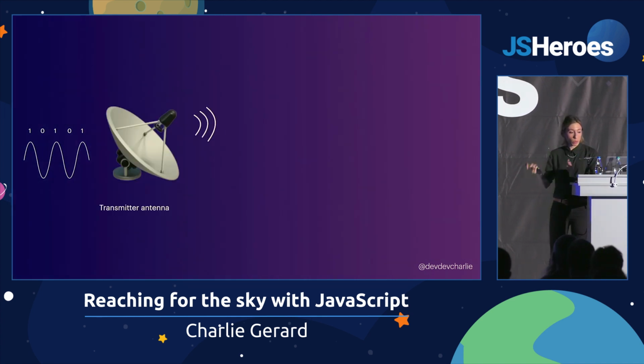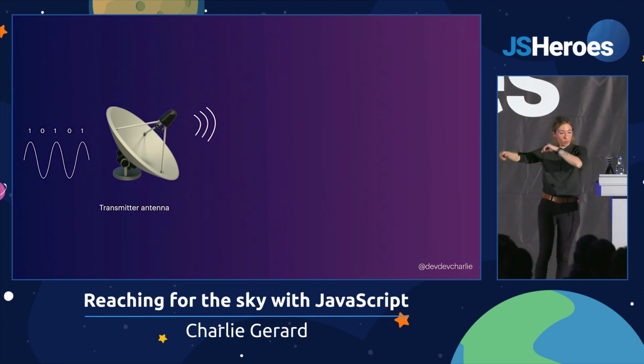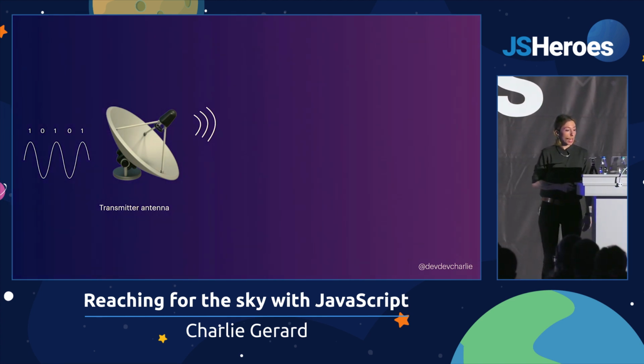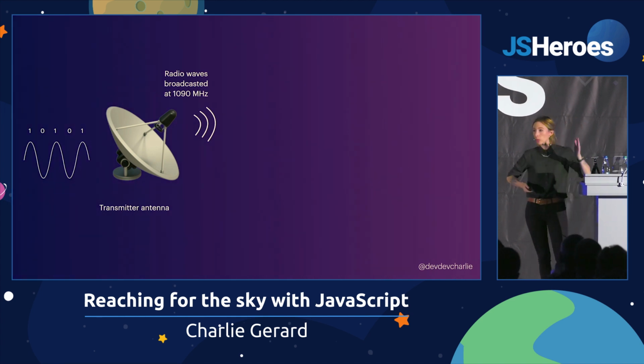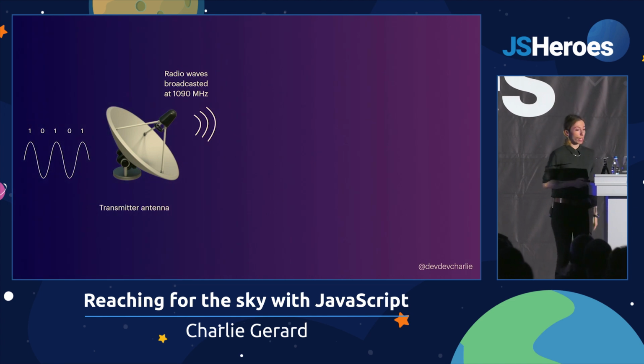And this is our transmitter antenna. So electric current flowing through the antenna starts to make the wavy wave in space. And it does it at a certain frequency. So you can pick the frequency at which you want to transmit. But for us here, it's 1090 megahertz.